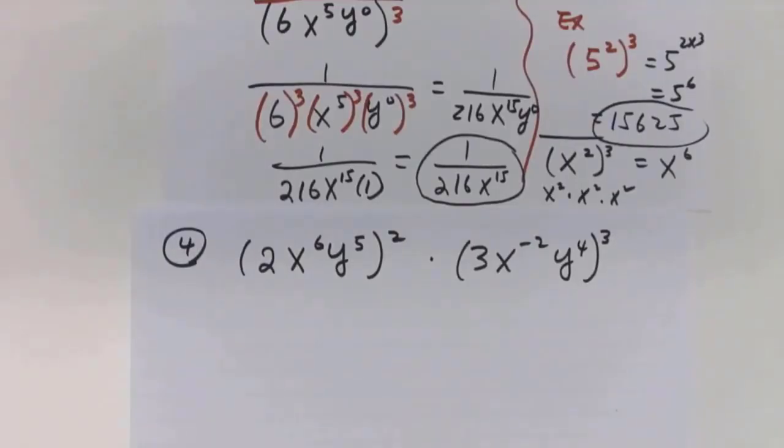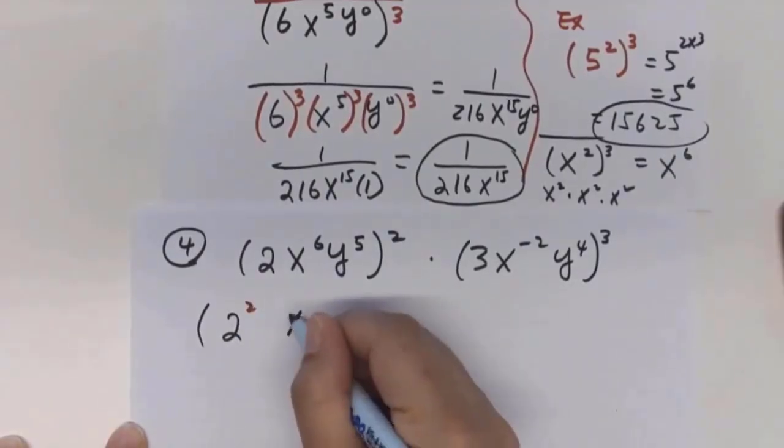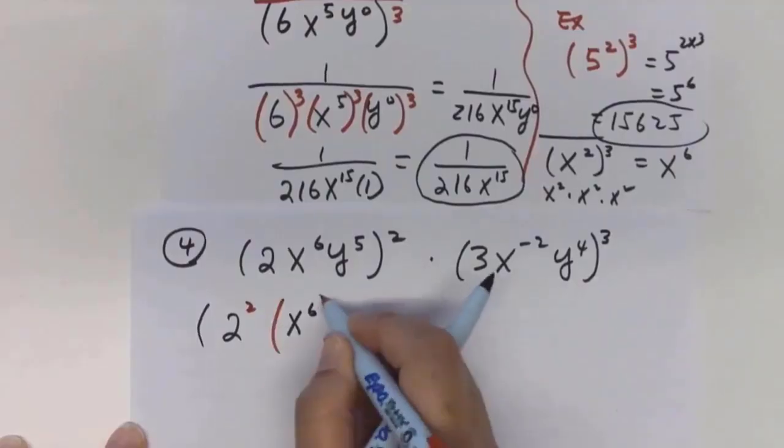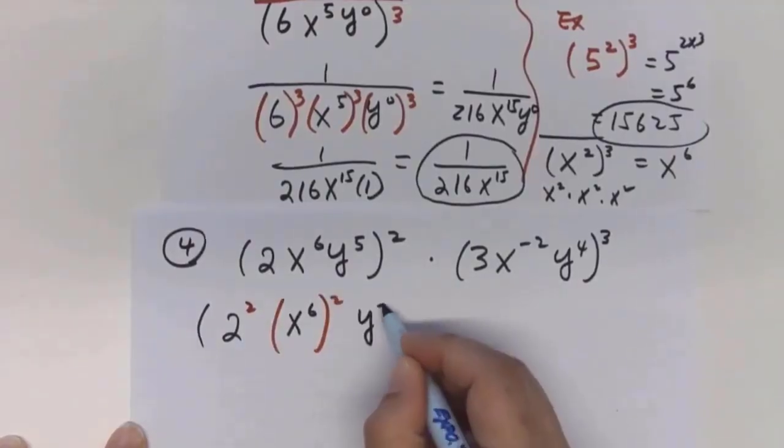When you have a power outside, what do I do with the 2? Distribute. Distribute to each one of them, okay? 2 will get a 2. x to the 6 will get a 2. y to the 5th will get a 2.